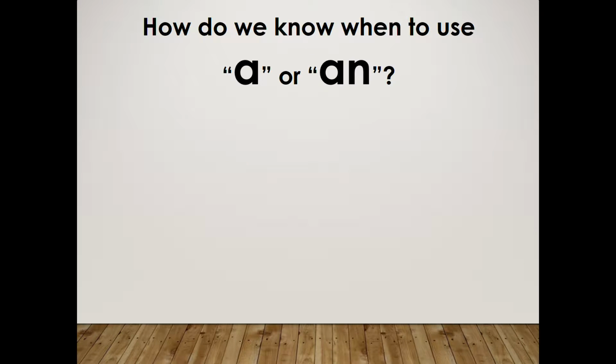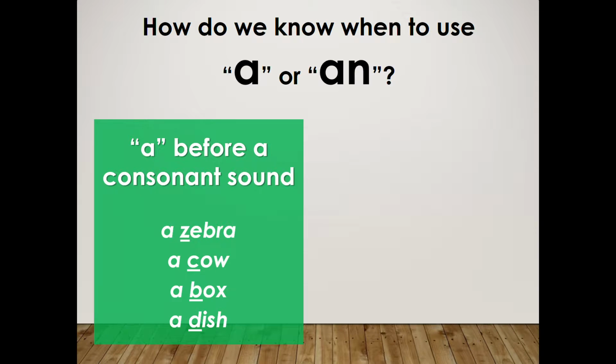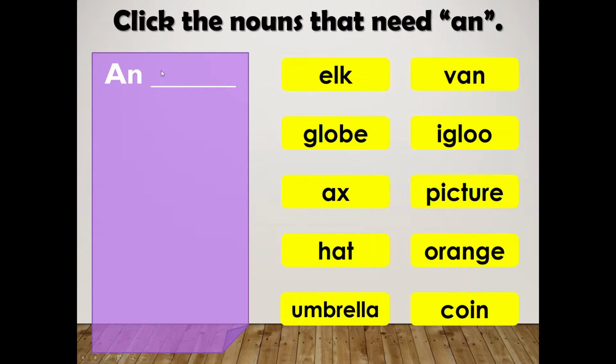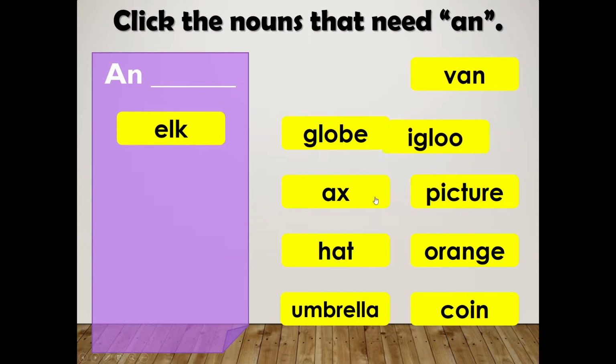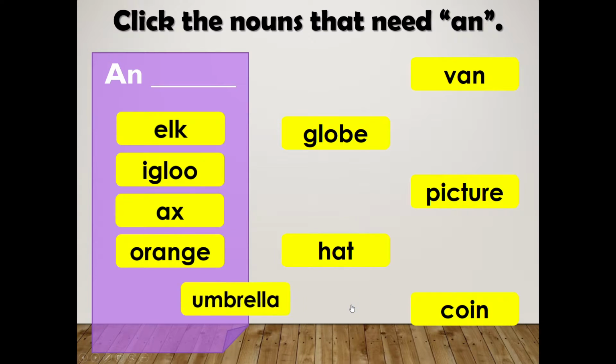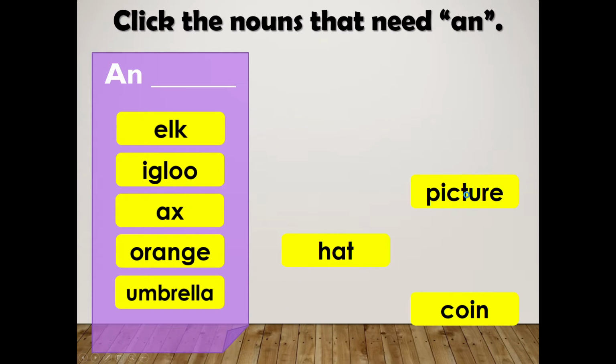First part of the lesson is using articles. Now, if your students often get confused when to use a or an, this lesson will cover that as well. So, we'll click the nouns that mean an. Elk, igloo, axe, orange, and umbrella. And look what happens if it's wrong. It disappears.